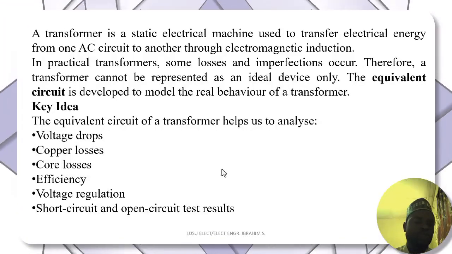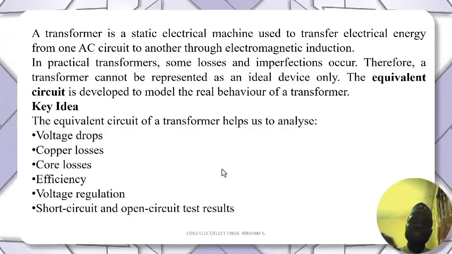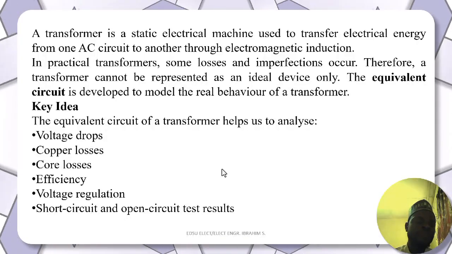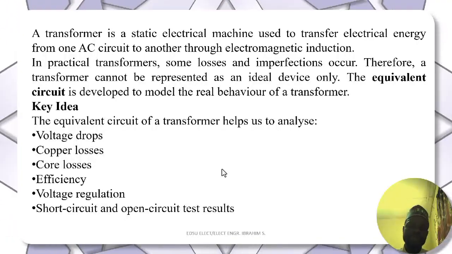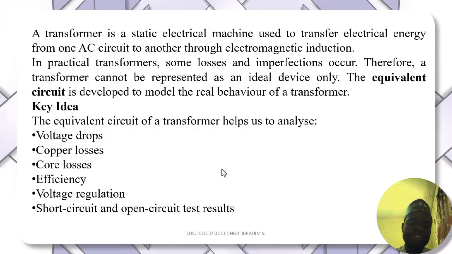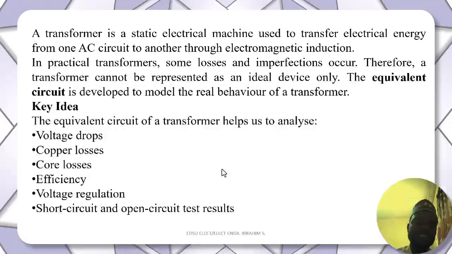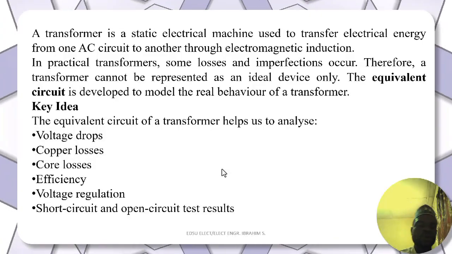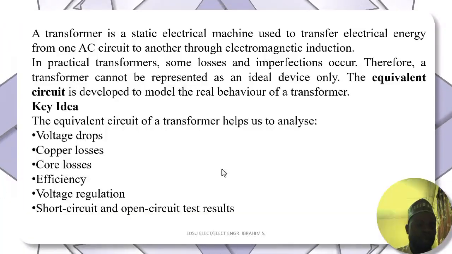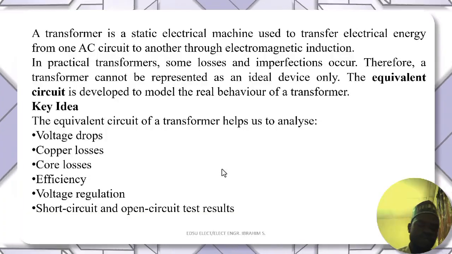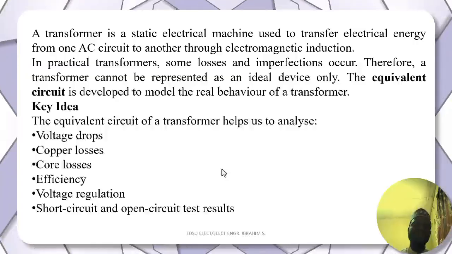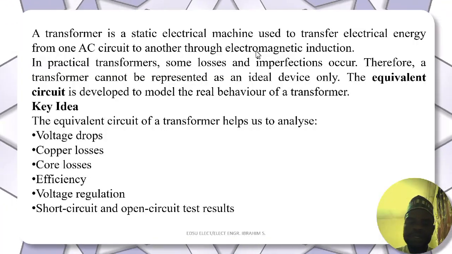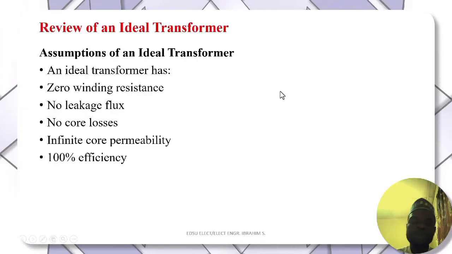And also we have the core losses, which normally occur at the shunt part of the transformer. And also we have efficiency. The efficiency of a transformer is not 100%. Since there are losses, the efficiency should be below 100%. Then we have voltage regulation. Also with this equivalent circuit of a transformer, you should be able to calculate voltage regulation. And also we have short circuit and open circuit test results, and with this equivalent circuit, you should be able to calculate those too.